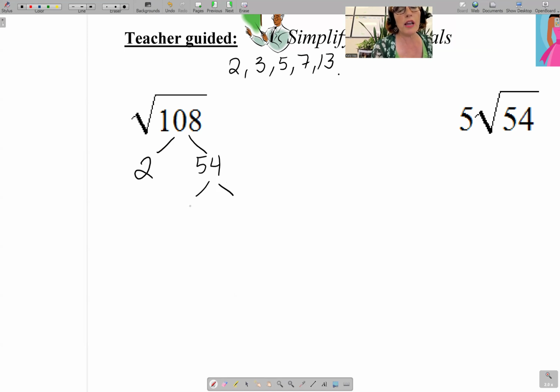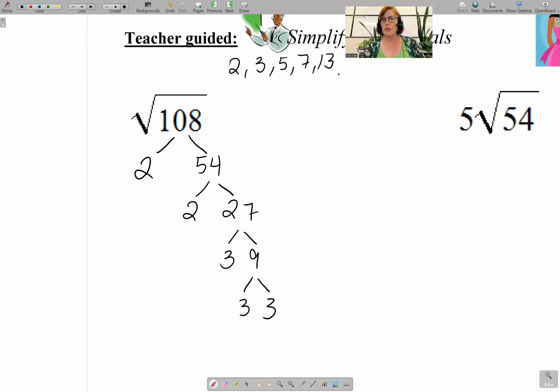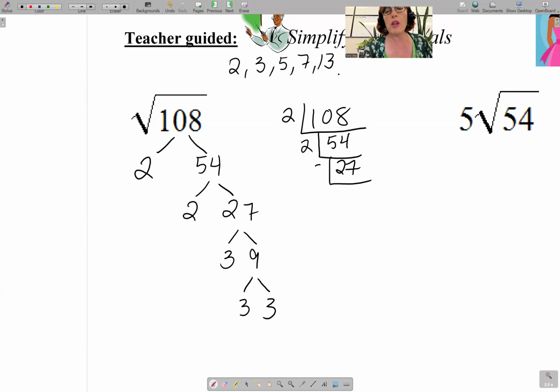Just going to keep going on down here. And you keep going until you have nothing but prime numbers. Upside down division looks like this. If I have 108, I go like this, 2 and 54, 2 and 27, 3 and 9, 3 and 3. Here's the storyline.